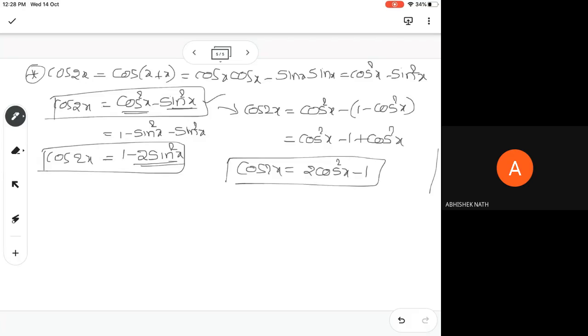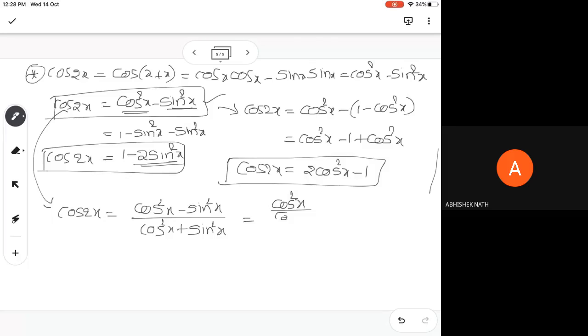Cos 2x can be written as cos square x minus sin square x, or 1 minus 2 sin square x, or 2 cos square x minus 1. Or another way: if you divide the same way as you did in case of sin 2x, the denominator can be written as 1, and 1 can be written as cos square x plus sin square x. If you want to convert this into the form of tan, the denominator needs cos square x. So divide the numerator and denominator by cos square x.